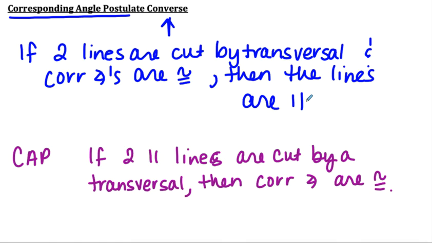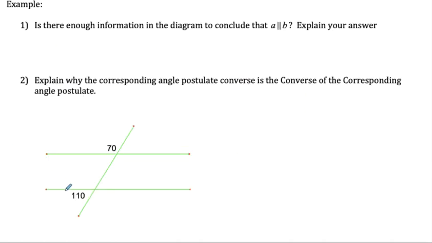All right, so in class tomorrow, we're going to be working with trying to find values that will make the lines parallel. Here, let's try another example. I want you to label this line A and this line B, and it says, is there enough information in the diagram to conclude that line A is parallel to line B? Explain your answer.